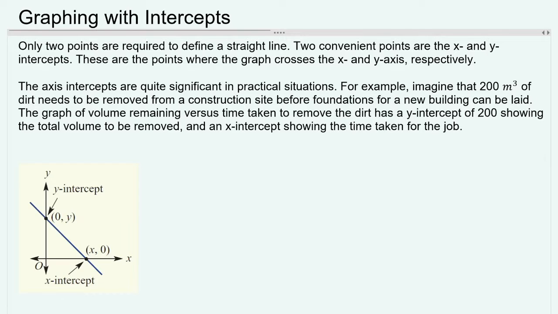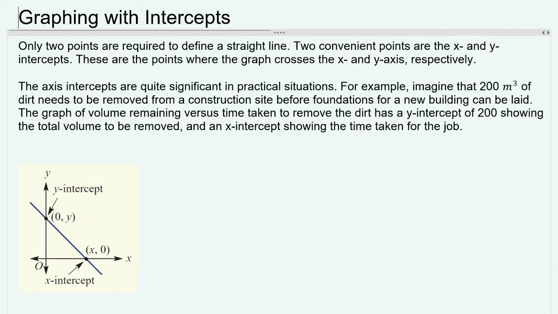This is graphing with intercepts, particularly for those 5.2 pathway students in New South Wales. Graphing with intercepts is all about graphing straight lines, and it makes it really easy because it gives you two really good spots to plot on your graph to draw the line through. We can find an x-intercept and we can find a y-intercept.